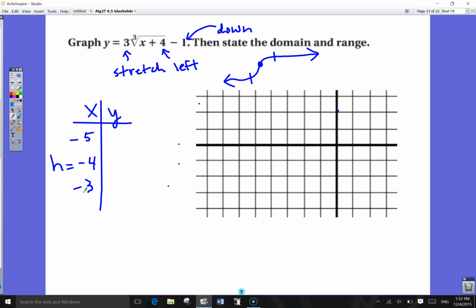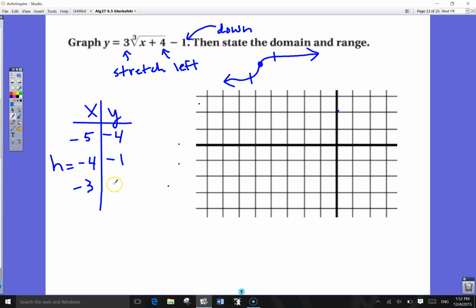So if x equals negative 5, then I'm taking the cube root of negative 1, which is negative 1. Times 3 is negative 3, minus 1 is negative 4. If x is negative 4, then I get the cube root of 0, which is 0.